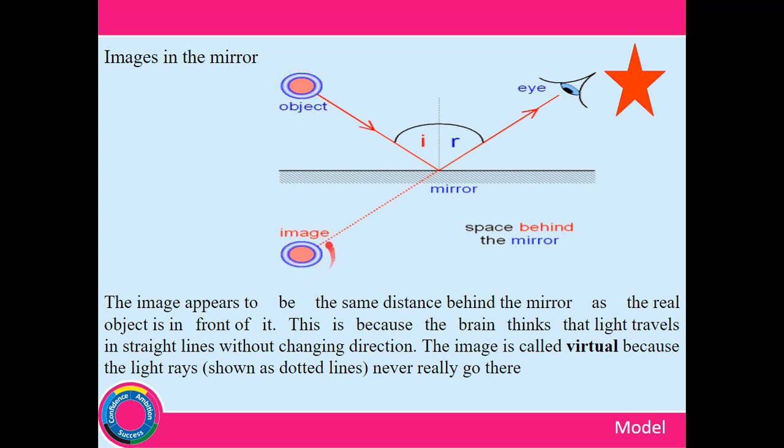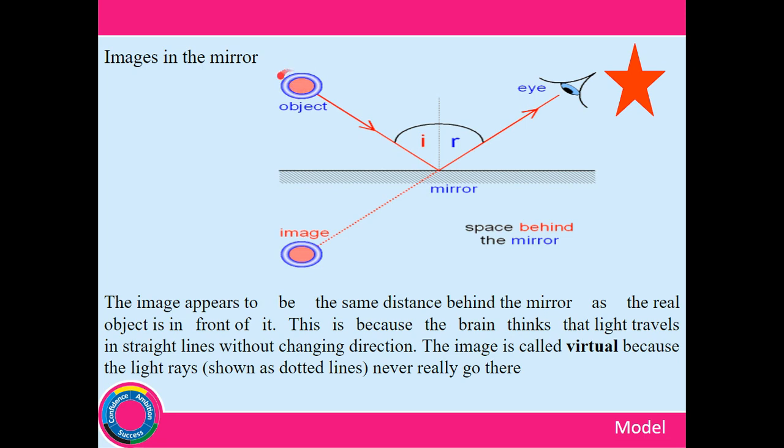It's imaginary. This one's imaginary. The rays never get to that point. Okay, and that's why it's a dotted line. So the image appears to be the same distance behind the mirror as the real object is in front of it. Okay, this is because the brain thinks that the light travels in straight lines without changing direction. The image is called virtual. In other words, a virtual image is something that doesn't exist. Because the light rays show as a dotted line, which is here, you can see the dotted line here, never really go there because they actually get bounced back and go up to the real image.